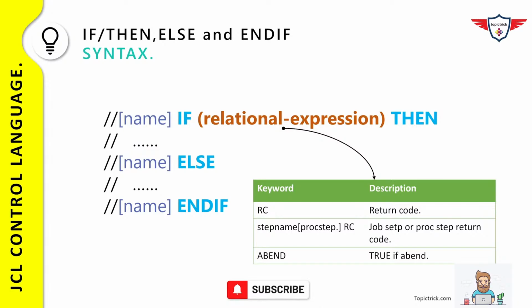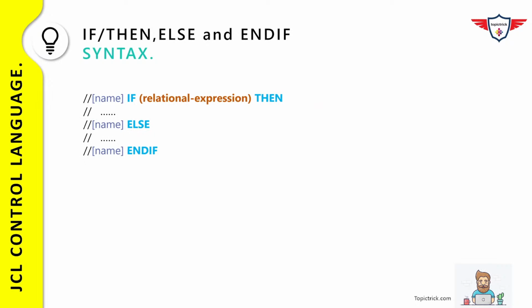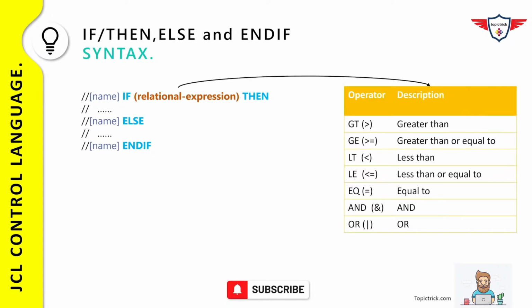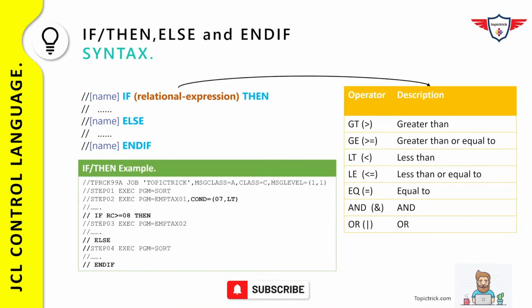And if you want to specify the return code issued by a specific job step or a procedure step, then you can use stepname.RC or procstep.RC. Now let's look at a couple of examples so that you can understand how exactly you can use IF THEN ELSE statement to process job steps conditionally. So again, you have a table on the right hand side. This is basically an operator that you can use to specify your relational expression along with RC as your return code of the previous step.